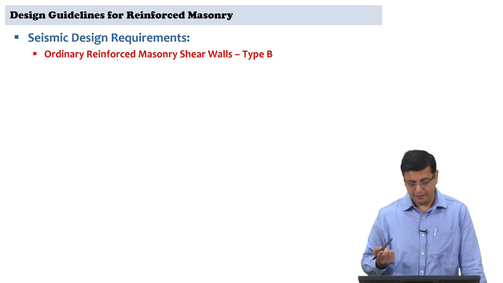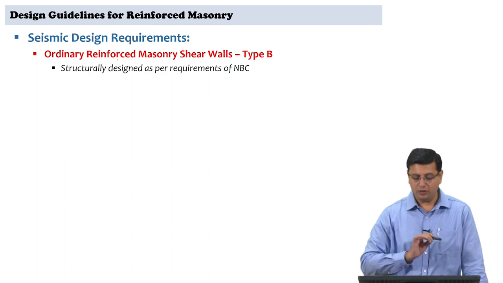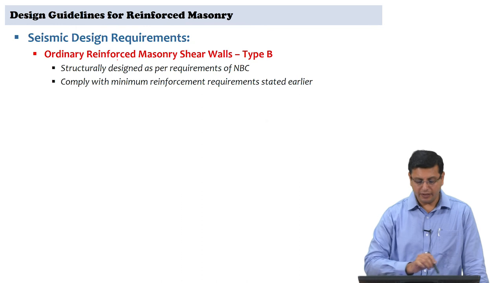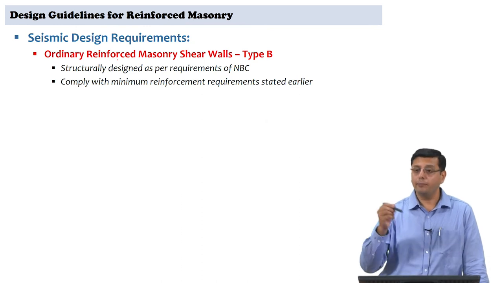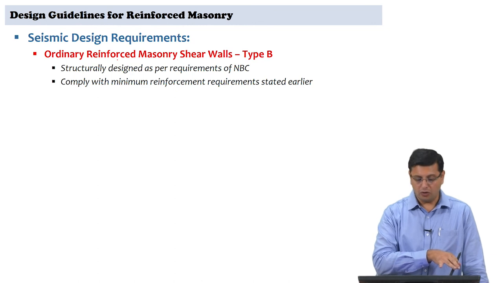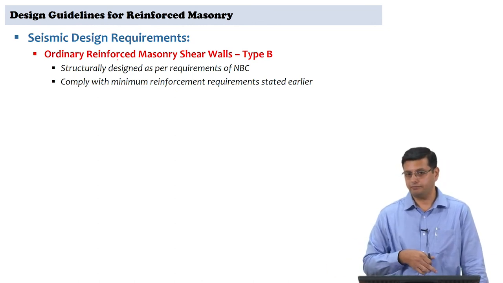The other two categories, type B wall and type C wall. In type B wall, you are designing as per the requirements of the National Building Code and ensuring that over and above the steel that you are already designing as per the requirements of the code, you have complied with the minimum requirements that are stated earlier.